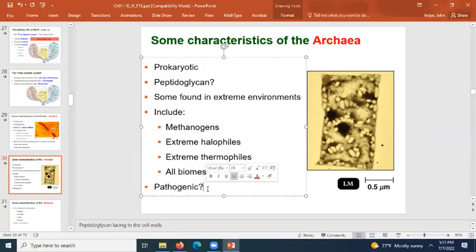And of course, there are pathogens which are not cells, the viruses and the prions. But of all living organisms, only the bacteria causes human disease. So only they are pathogenic. Any question about any of that?